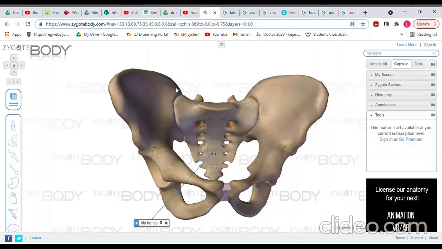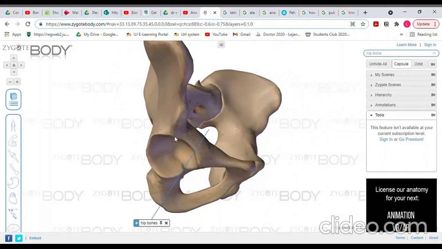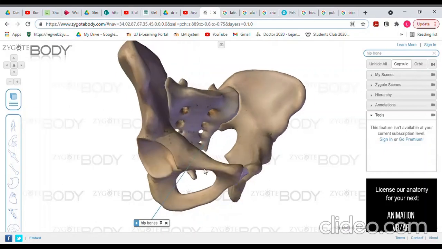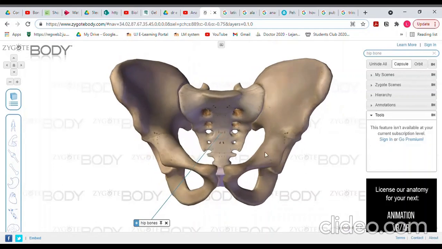Okay, we don't need to know the details, just know the name: sacroiliac joint. Then we also have articulation of the hip bone with the femur, the longest bone in the body, right here at the acetabulum, which we will discuss. And we also have articulation of one hip bone with the second hip bone right here at the pubic symphysis. The pubic symphysis is a cartilaginous joint, so there is cartilage between the two hip bones. So the hip bone articulates with three different bones.